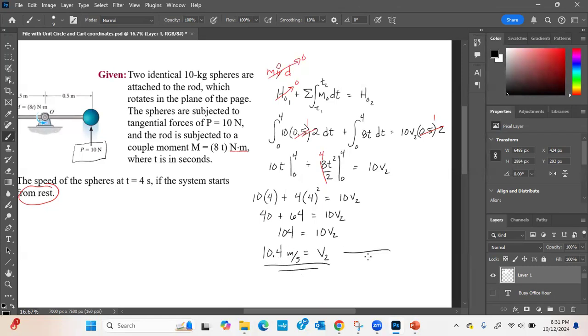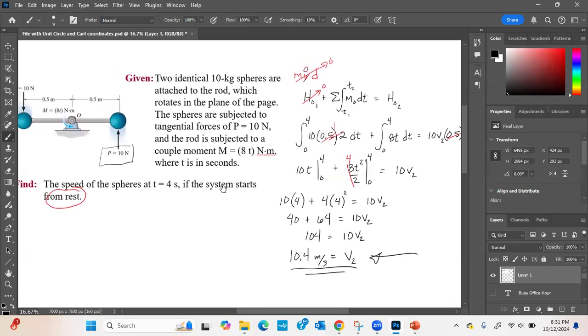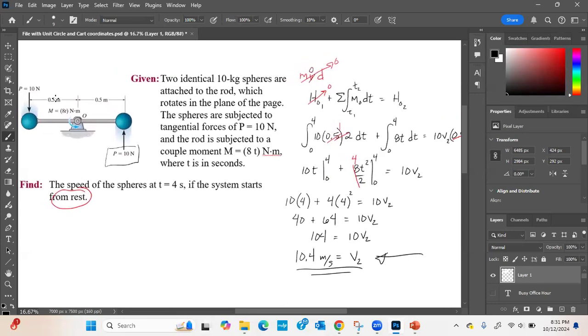So that would be the final velocity after 4 seconds due to the impulse for those 4 seconds of applying two 10 Newton forces and a moment that is 8 times the time. So that might be how we would work through a problem like this. Start with your initial function, write that out, just like we've been doing all semester, and put in any knowns and the unknowns, and then work your way through the problem. And that seems to work pretty well.